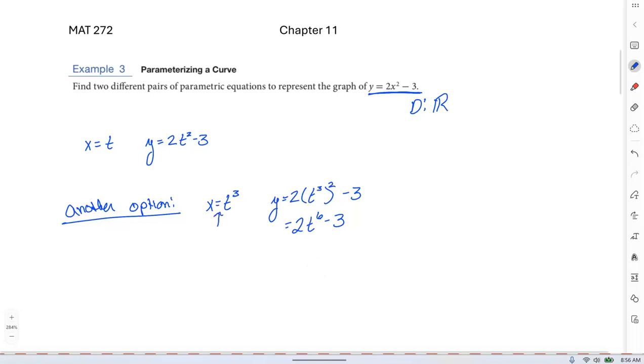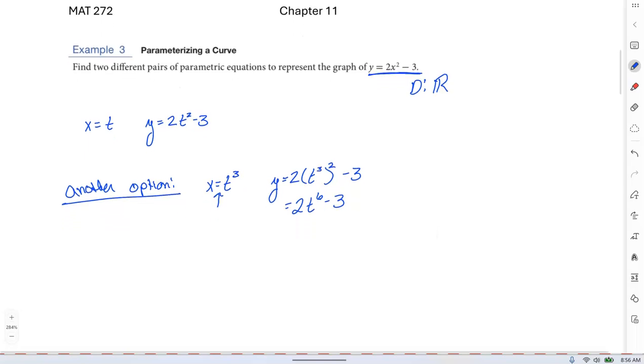If I plug in negative values, I'm going to get out negative numbers. If I plug in 0, I'll get 0. And if I plug in a positive 1, I'm still going to get out positive numbers. So the domain for x here is all real numbers. And there's an infinite number of ways that you can do this.